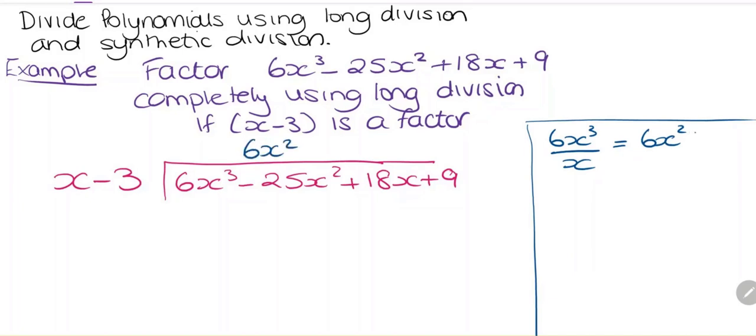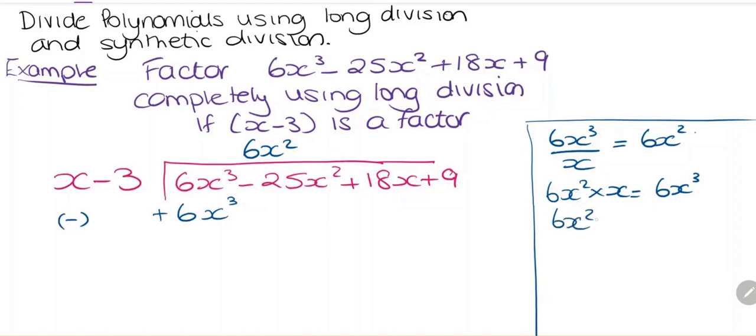And now we need to multiply. So 6x squared multiplied by x is 6x cubed, so this is going to be 6x cubed, and I'm going to be subtracting. And then we need to do 6x squared multiplied by minus 3, so this is minus 18x squared.